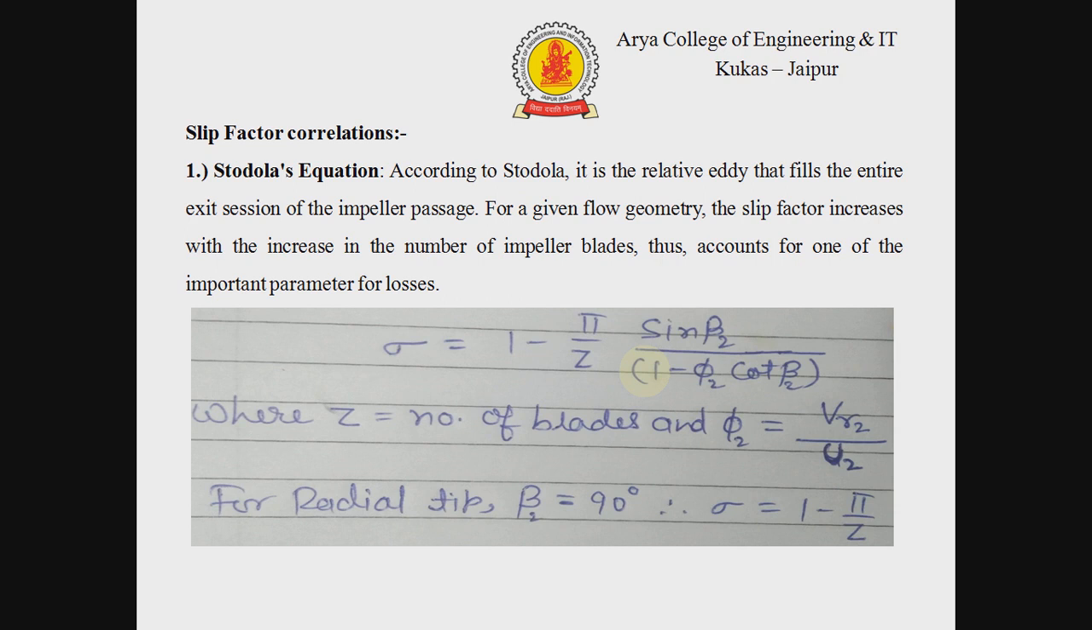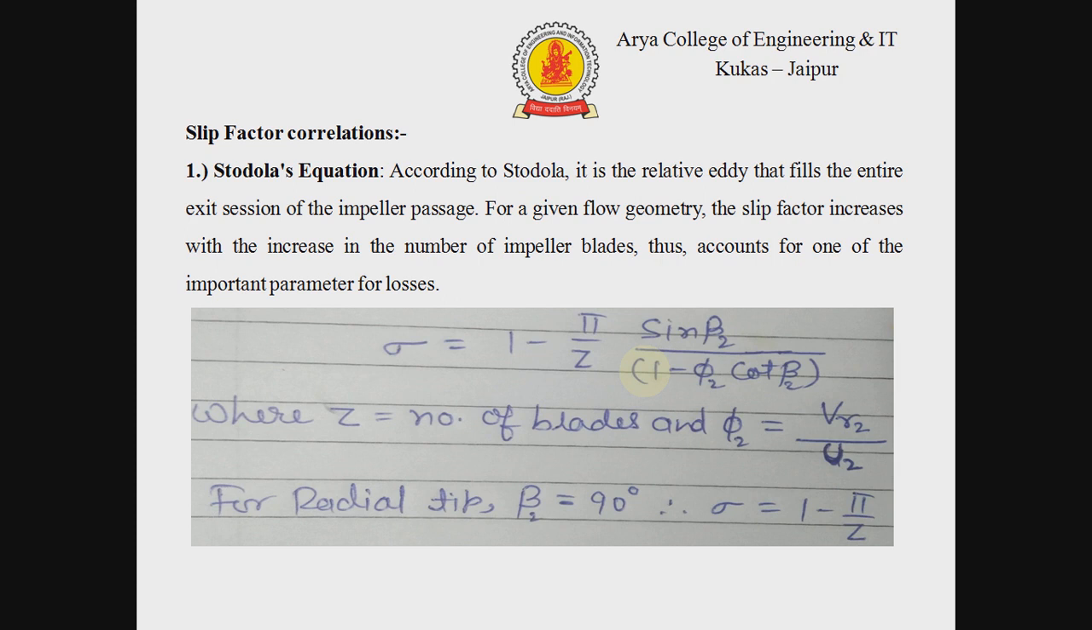Slip can be determined by some other formulas like Stodola equation, Stanitz's equation, Balje's formula, etc. Now first we discuss Stodola's equation. According to Stodola, it is the relative eddy that fills the entire exit section of the impeller passage. For a given flow geometry, the slip factor increases with the increase in the number of impeller blades, thus accounting for one of the important parameters for losses.